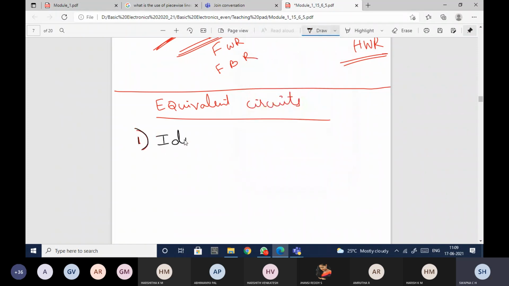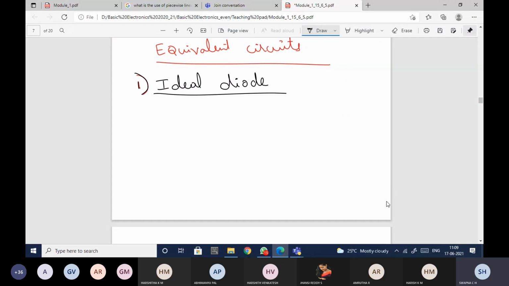Ideal diode. So what do you mean by ideal diode? Ideal means what? Perfect. There should not be any deviation in its working. Whenever we are developing something, we'll fix that. That is my final target. So that target is ideal. Maybe we may or we may not reach that, but that most perfect thing is nothing but the ideal.